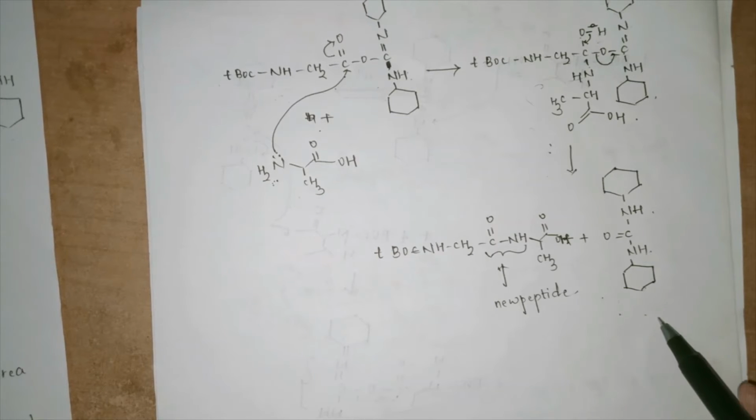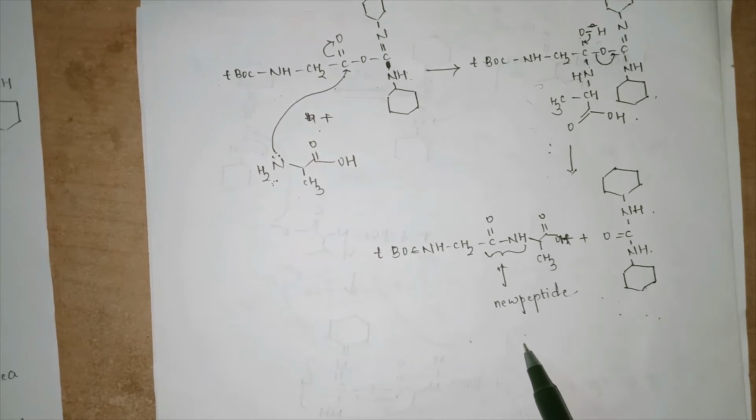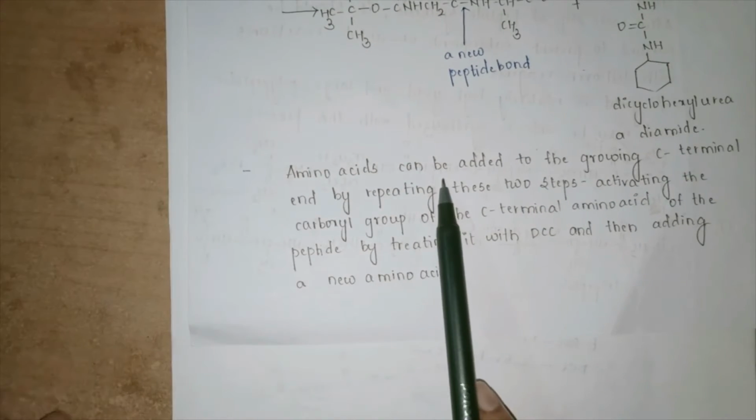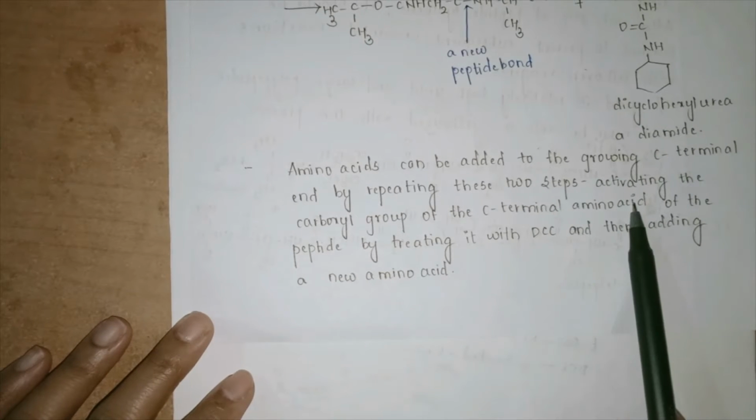Now this is a stable diamide system. In turn, there is a formation of a new peptide system. This is how we can synthesize a new peptide system. Now many amino acids can be added to the growing C terminal by repeating these two steps.